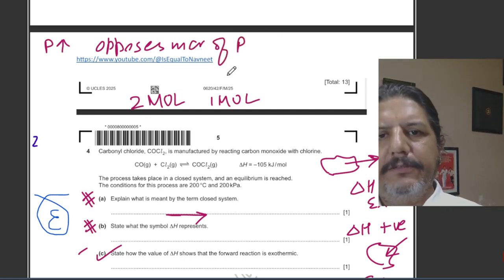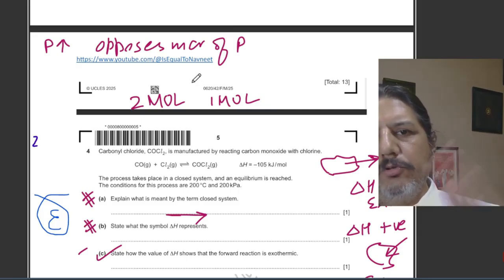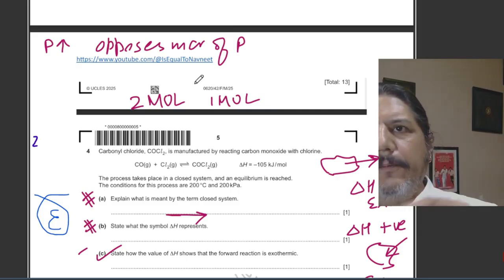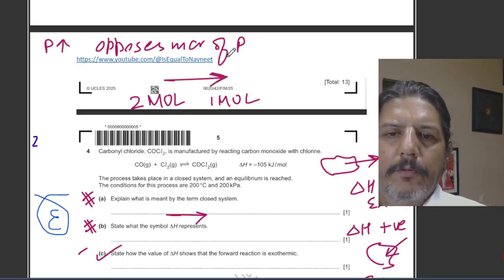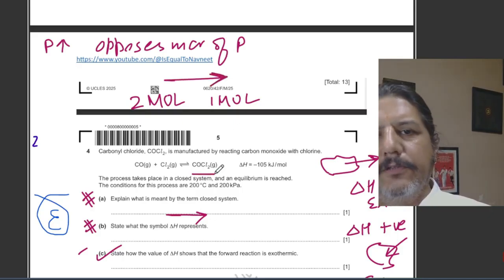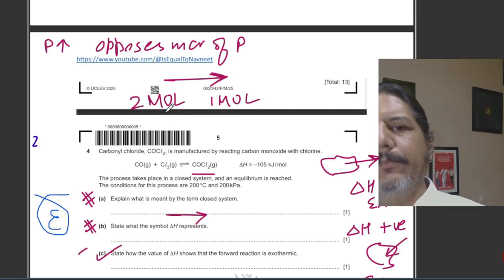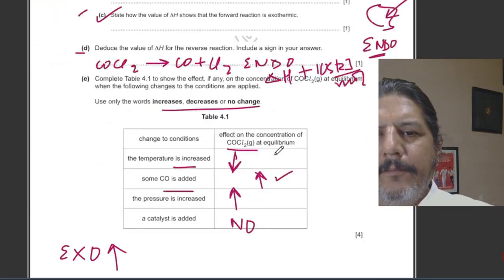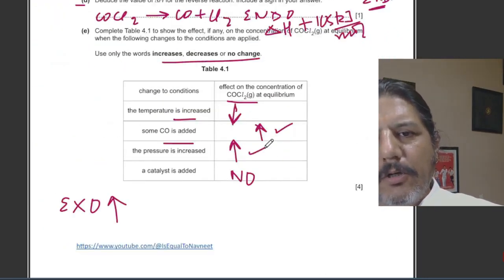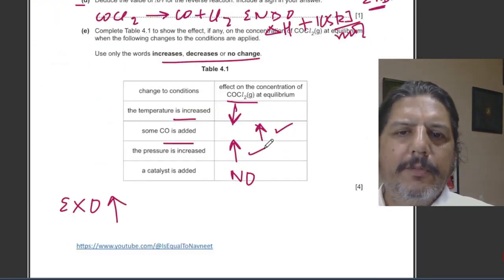How will the increase of pressure be opposed? You will have to decrease the pressure. To decrease the pressure, the number of moles which are made should be less. That can only happen in the forward direction. And COCl2 concentration will increase. So by increasing the pressure, you are actually manufacturing more carbonyl chloride. So the concentration of COCl2 will increase. Hope this is making sense.